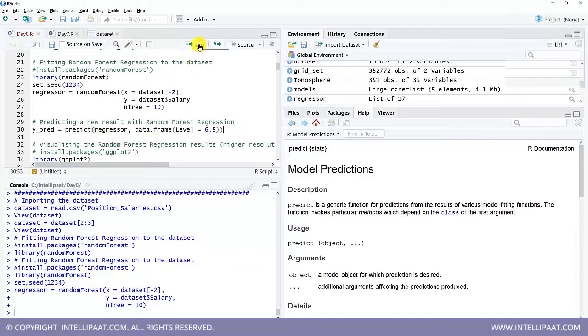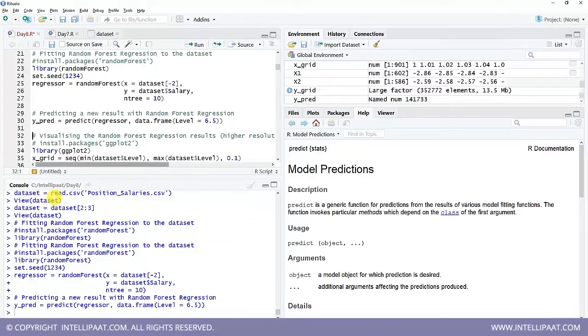So let's execute the predict command. It's done, and let's see how much is the prediction. Do you expect it to be better than what the decision tree predicted? The decision tree predicted 250K, remember? So let us see if it is going to be any better than that.